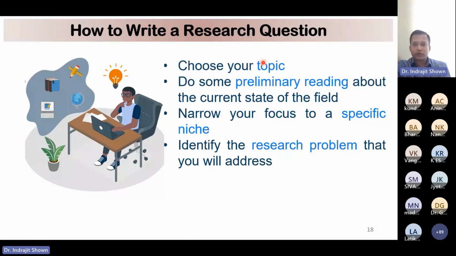That means choose your topic, do some preliminary reading about the current state of the field, narrow your focus to a specific part, and identify the research problem that you will address.